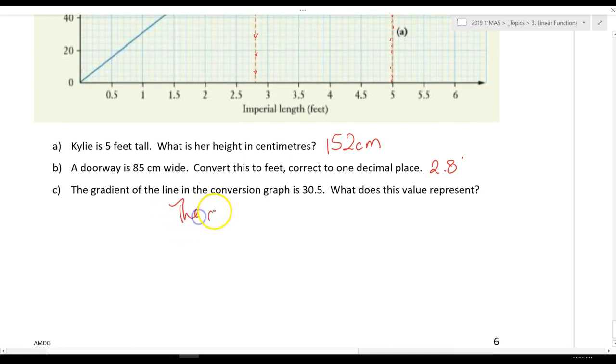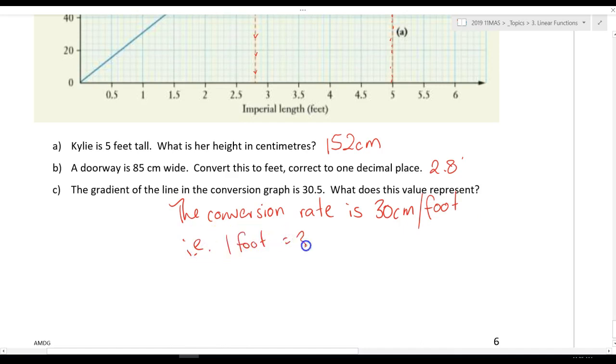The conversion rate is 30.5 centimeters per foot, i.e. what that means is 1 foot equals 30.5 centimeters. Rightio, that's conversion graphs.